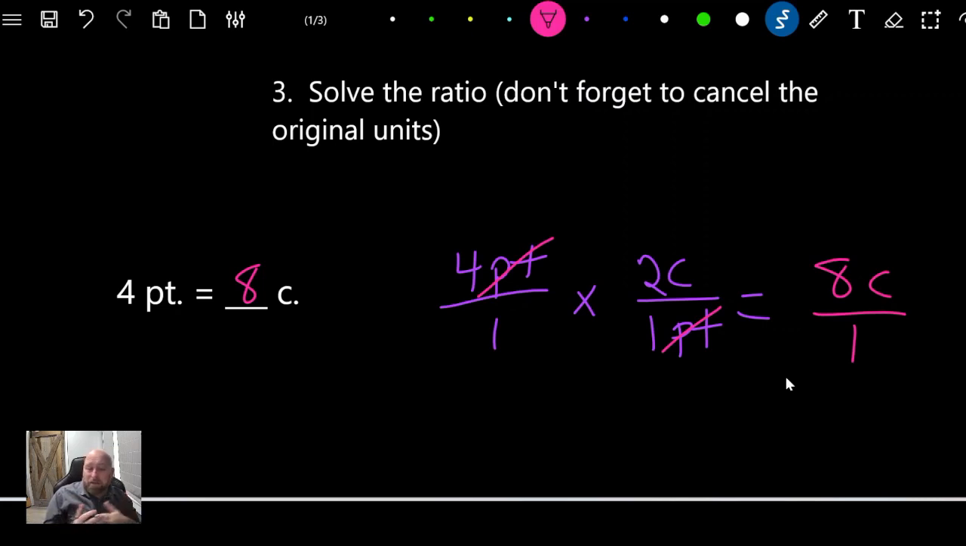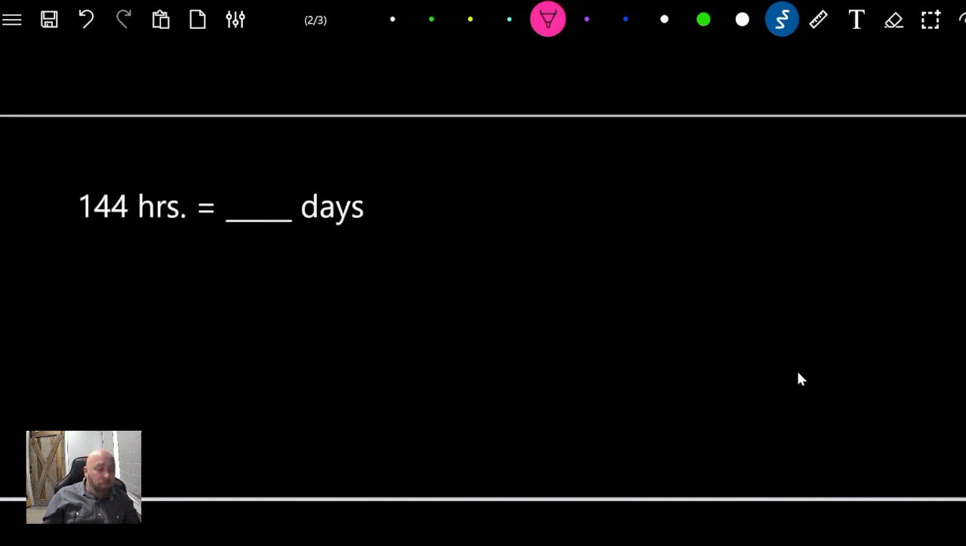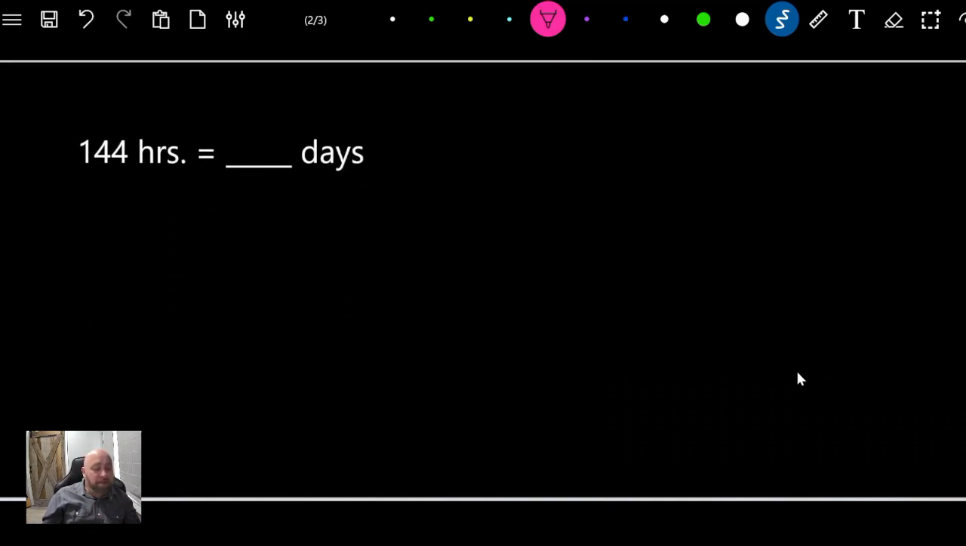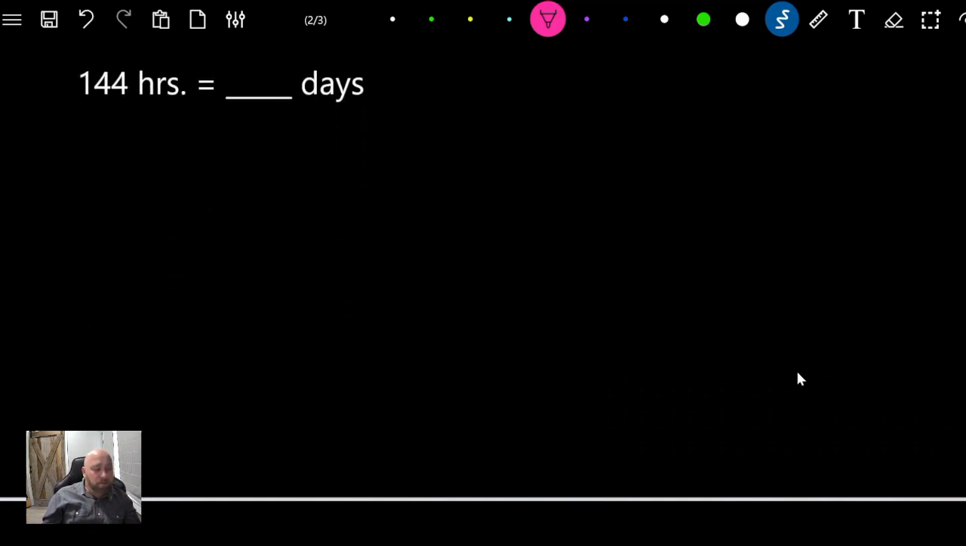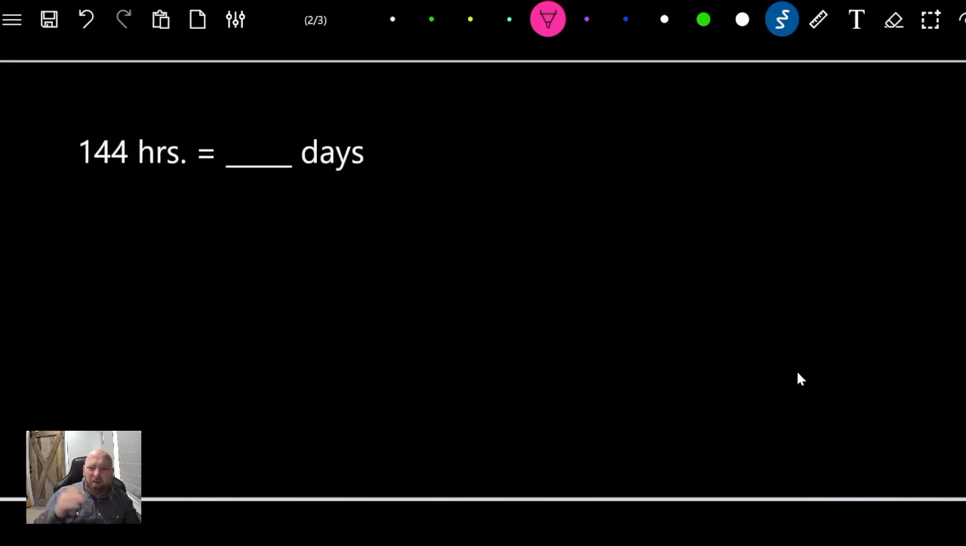I get it, I understand, but you do need to learn this method because, again, like I said, this is going to be something that you're going to need for your science classes in the future. All right, so here we go. We have days and hours in this one. So let's go back through the steps. Let's try to remember the steps.